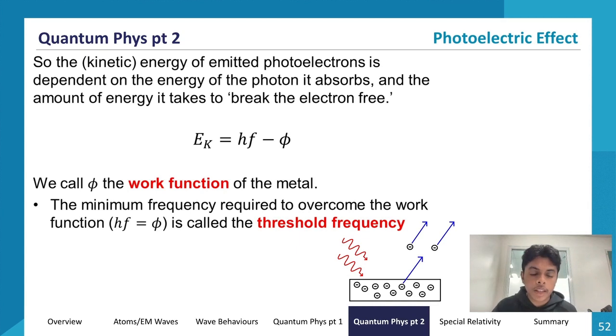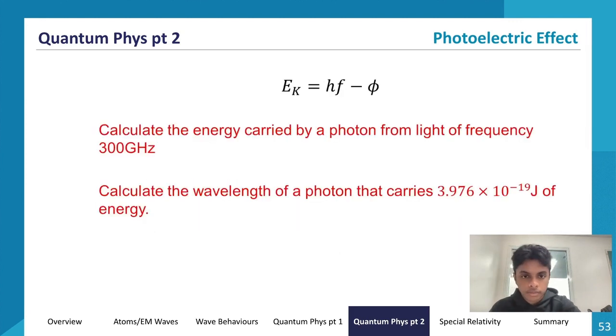For questions, they'll often give you the work function of the metal and ask you to calculate the kinetic energy of the emitted photoelectron. They could also ask you to calculate the work function by giving you some other values, but overall, the equation itself is pretty self-explanatory and pretty simple. So now let's go through a couple of questions. Ek equals hf minus phi.